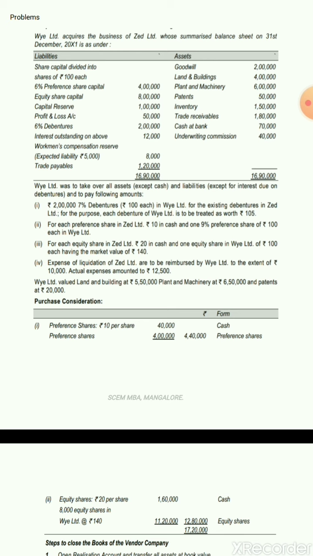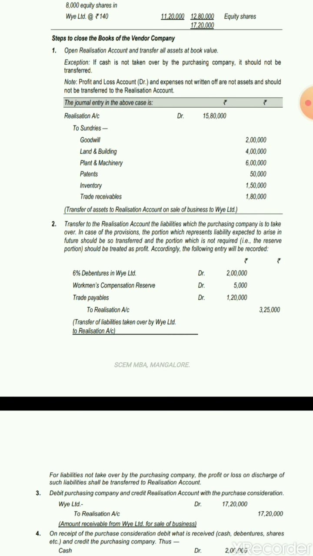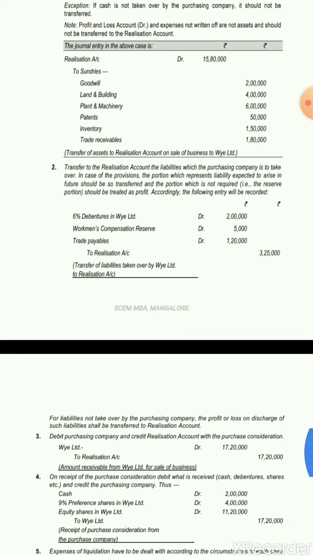So here we are including 6% debentures worth rupees 2 lakh. Then workmen's compensation reserve only 5,000 because the liability attached is only 5,000, and then trade payables, the value of which is rupees 1,20,000. So 6% debentures in Y Limited, which is 2 lakh, workmen's compensation reserve, which is 5,000, and then trade payables, which is 1,20,000, and we give credit to realization account because all these liabilities are transferred to the realization account.